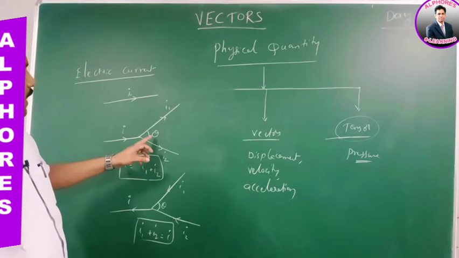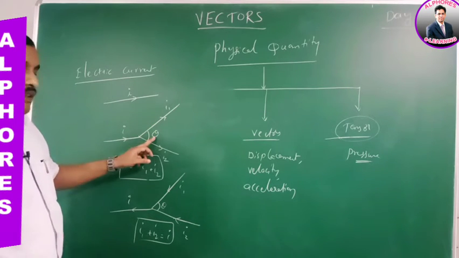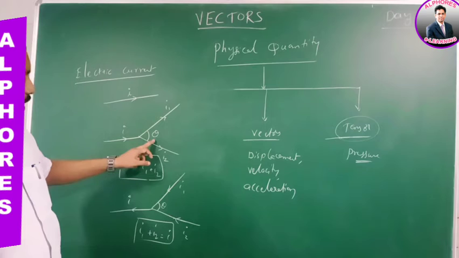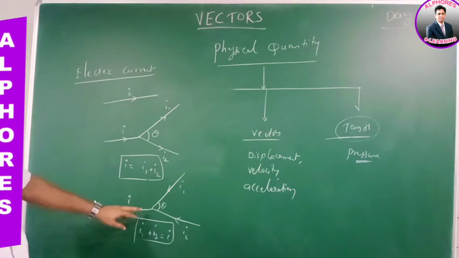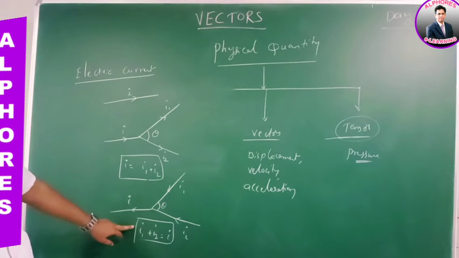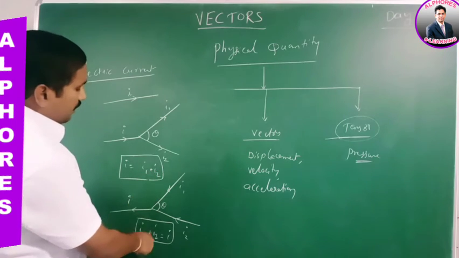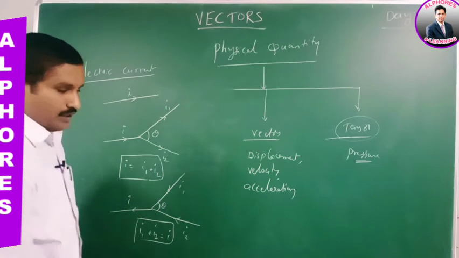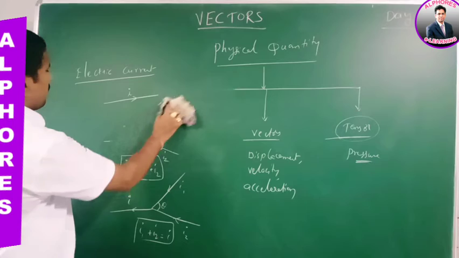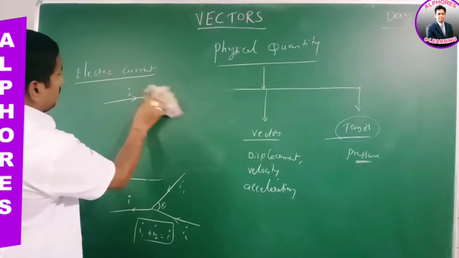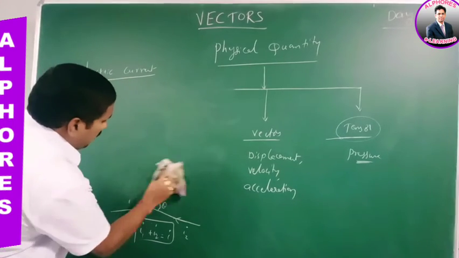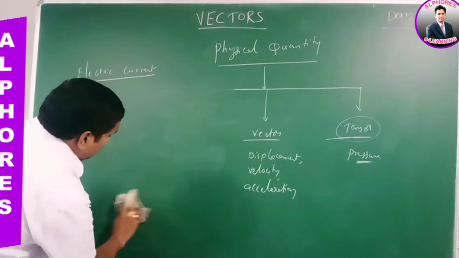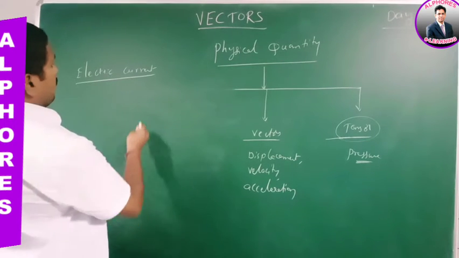That means there exists an angle in between I1 and I2. This is in opposite sense. That means here it doesn't follow the law of vector addition. That means I1 plus I2 is not equal to I2 plus I1. Okay. Now listen carefully. That's why electric current is a scalar. This electric current has both magnitude and direction, but does not obey the law of vector addition.